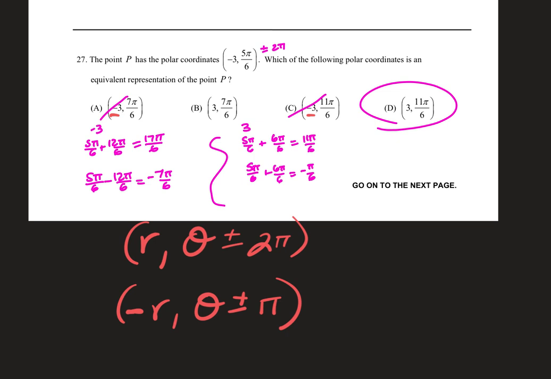But I thought those answer choices are -3 pi. So if you keep the r the same, you have to add and subtract 2 pi. If you flip the sign, you flip it, you do it.